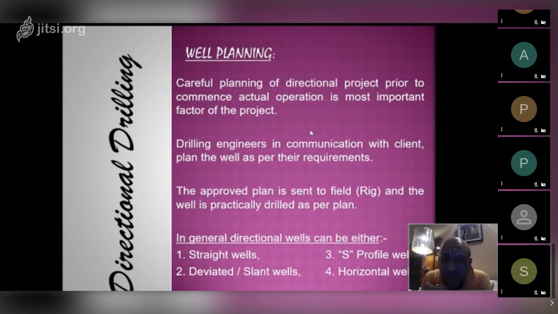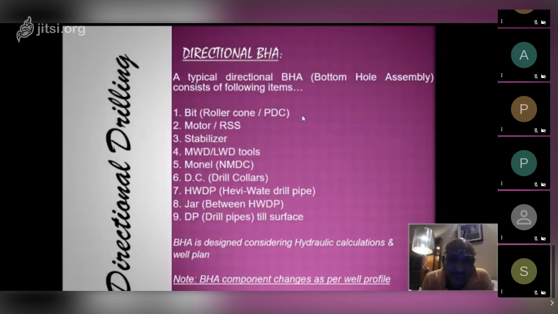So there are reasons to make these profiles. Maybe there are some obstructions here. Maybe there is a fish here. Maybe there are some complications, or some limitations. So because of that, those different profiles are there. Now, a typical directional BHA, what does it consist of?